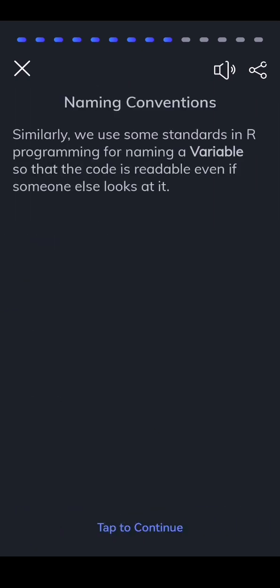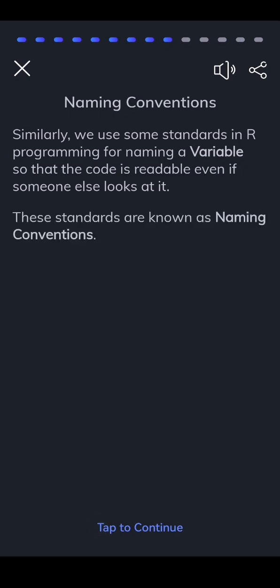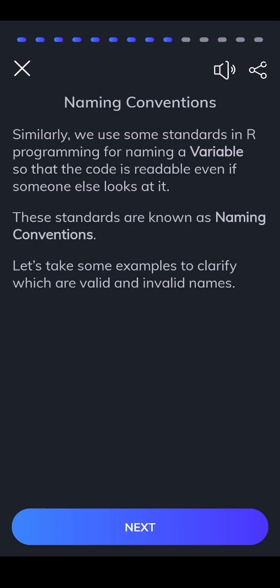Similarly, we use some standards in our programming for naming a variable so that the code is readable even if someone else looks at it. These standards are known as naming conventions. Let's take some examples to clarify which are valid and invalid names.